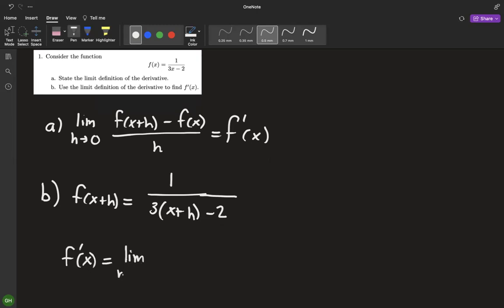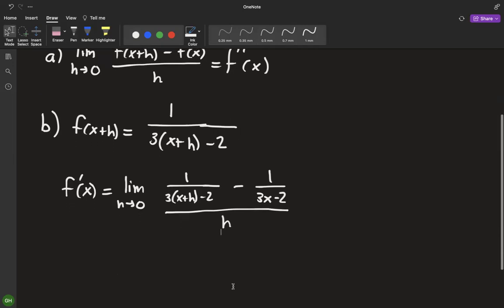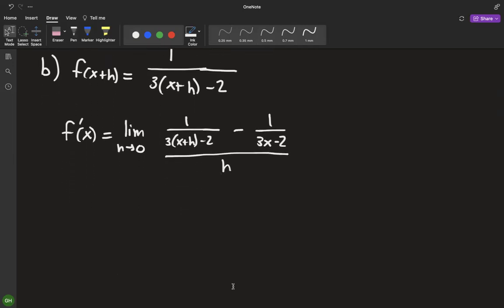So I'm going to get the limit as h goes to 0 of 1 over 3 x plus h minus 2, minus just f of x, which is 1 over 3x minus 2. That's all over h. So again, you could try plugging in h here, but I will promise you at this point, it will always be 0 over 0. So we're going to have to do something more here.